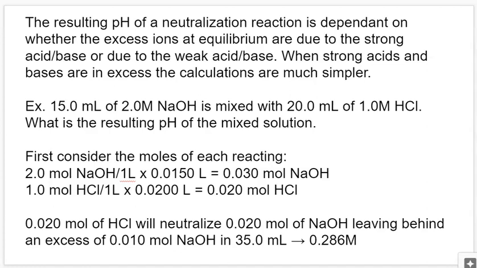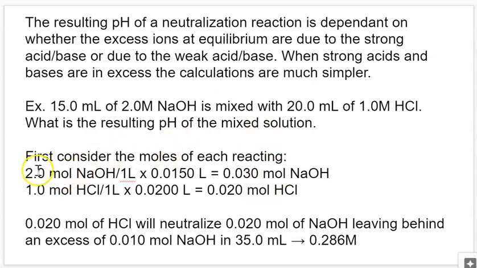So, for example, say I have 15 milliliters of a 2 molar sodium hydroxide solution, and we mix that with 20 milliliters of a 1 molar hydrochloric acid solution. And say we want to calculate what the resulting pH of this mixed solution is. We can already see that we probably don't have equal proportions, so we're going to have to do the math to figure out what's left at the end.